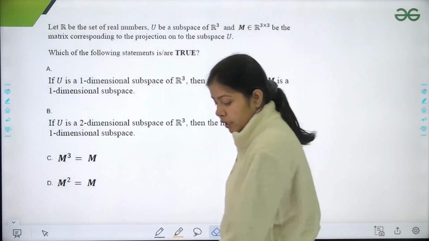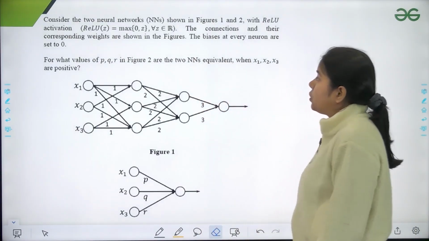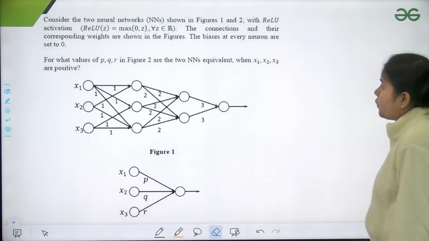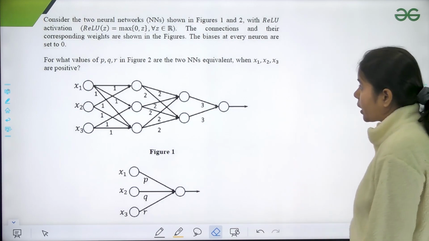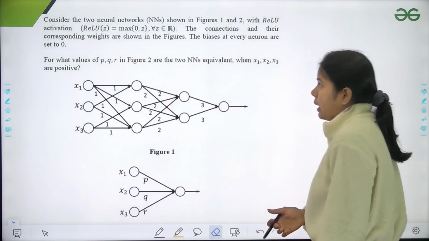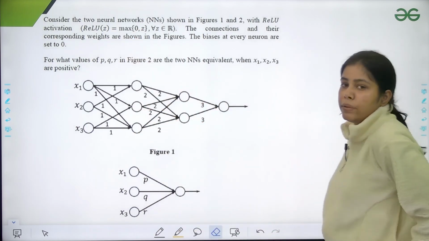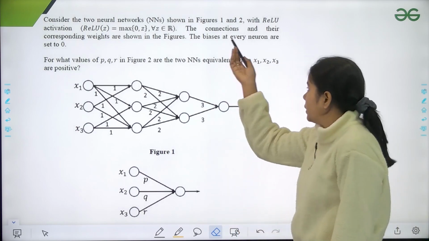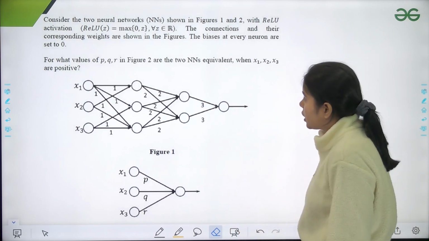Okay, next thing we have here is, consider two neural networks shown in figure 1 and 2 with ReLU activation. ReLU is what? You would take the maximum of 0 comma that particular value Z. That means ReLU takes all the values positive. The connections and their corresponding weights are shown in the figure.